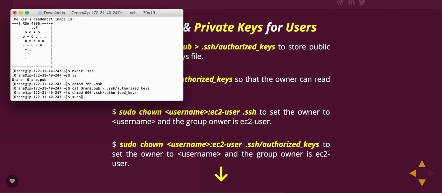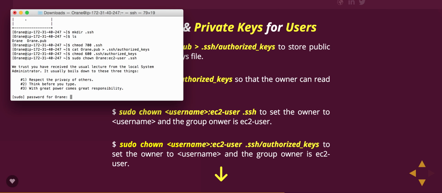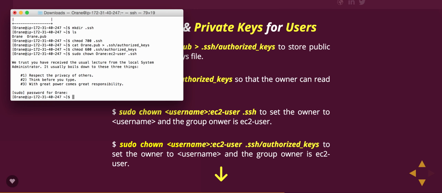Oops. Sudo chown, and my user is arraign, ec2 user, dot ssh. Okay, and because this is the first time I am running the sudo as arraign, they want to ensure that I am actually arraign, so I'll have to put in my password, and there we go.